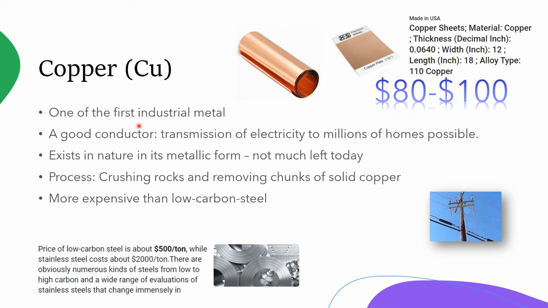Okay, so one of the first industrial materials, copper, is a really good conductor. We already know what a good conductor means: it transmits electricity. So we use copper to transmit electricity into millions and millions of homes, and we're doing it today. Everywhere you go, you're seeing this. It also goes underground, and we also have underground cables for electricity.